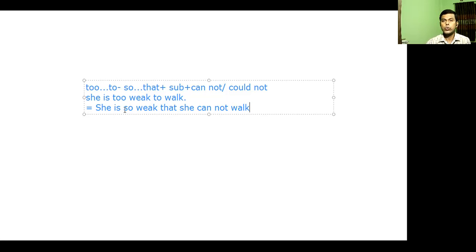She is too weak to walk means she is so weak that she cannot walk. The meaning is similar, only the form is different. Then go to the next row.